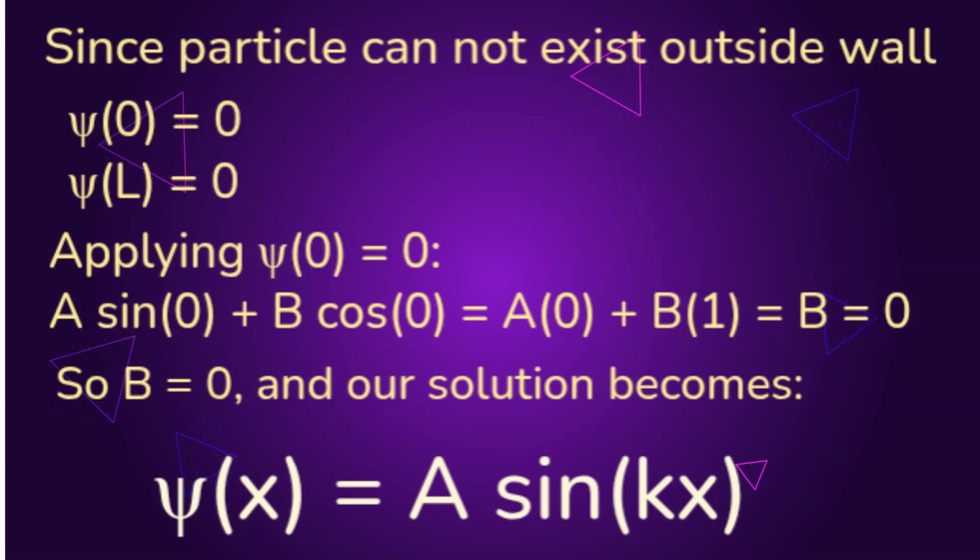Applying psi(0) = 0: A sin 0 + B cos 0 = A times 0 + B times 1 = B = 0. So B = 0, and our solution becomes psi(x) = A sin(kx).